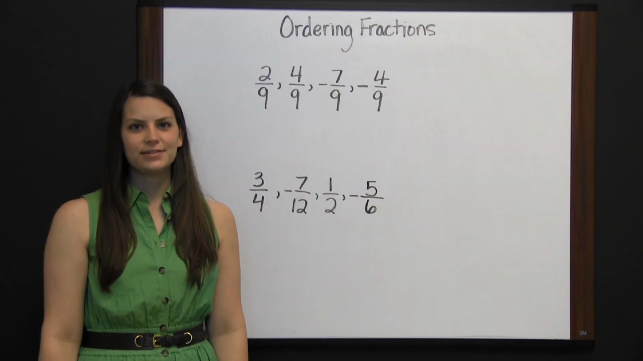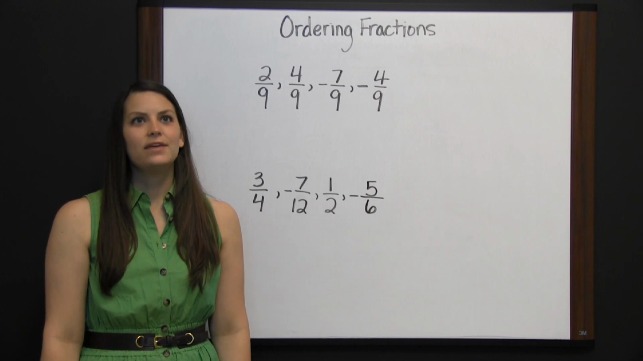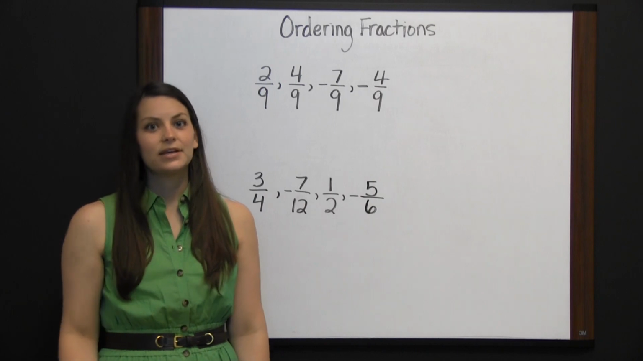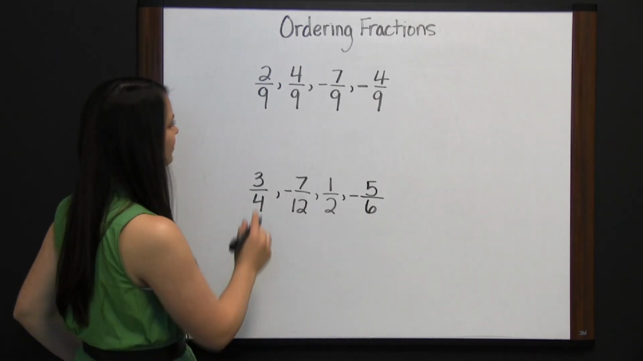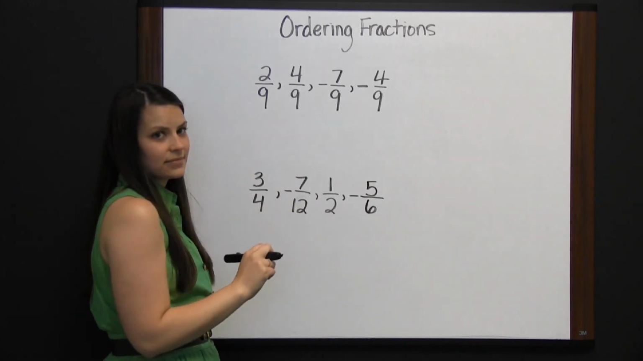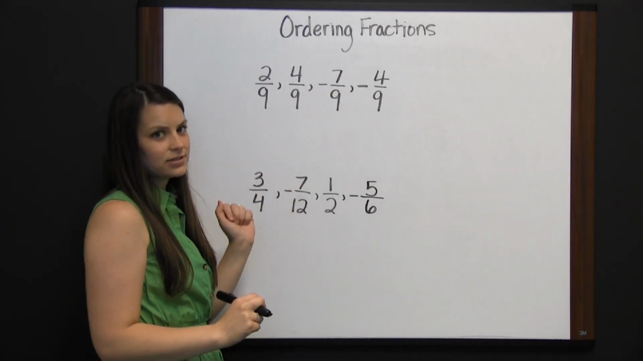Ordering fractions. When ordering fractions, you must first look at the denominator. If the denominators of the fractions are the same, then you order them according to the numerators, with the values increasing left to right. Let's look at an example. You can see all the denominators are the same. So we're going to order these fractions by looking at our numerators.